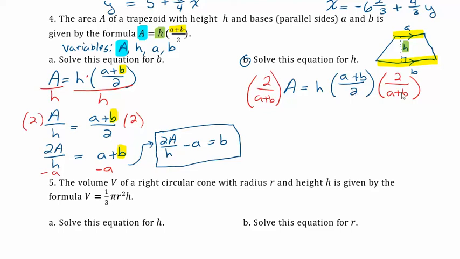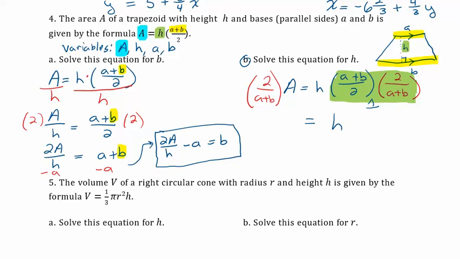So if I multiply by 2 over (a plus b) on both sides, when I multiply these two fractions together, the result is 1, right? The a plus b's will reduce and the 2's will reduce, and you'll just be left with 1. So this will come out to be h times 1, which is just h. And now I have h isolated on the right-hand side.